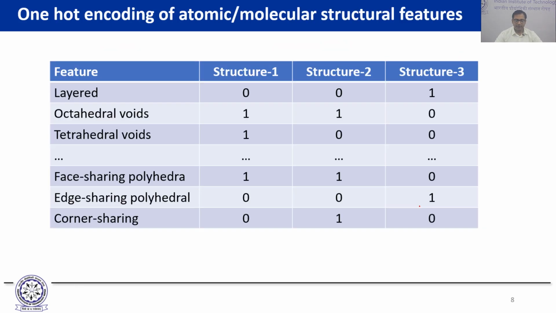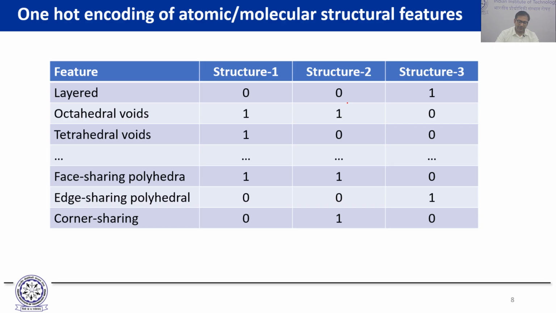You can think in terms of doing a one-hot encoding. This is like a very simplified version of representing crystal structures. So let's say you have got 3 different structures, and then you start dividing those structures into different features. So for example, let us say your structure 3 is a layered material, something like graphite, that's a layered material. So if something is layered, you put 1. If it is not layered, you put 0.